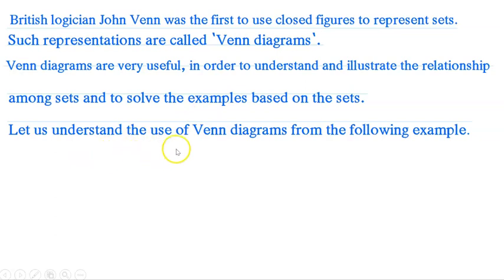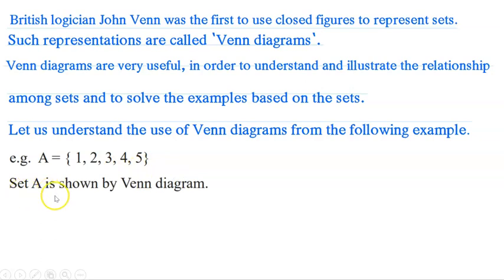Let us understand the use of Venn diagrams from the following example. A is equal to {1, 2, 3, 4, 5}. Okay. Set A is shown by Venn diagram like this. This set is denoted by A. This is the oval shape. And we will take all these elements here: 1, 2, 3, 4, 5.